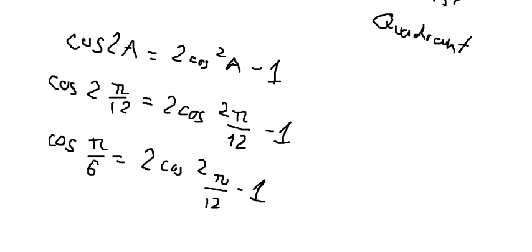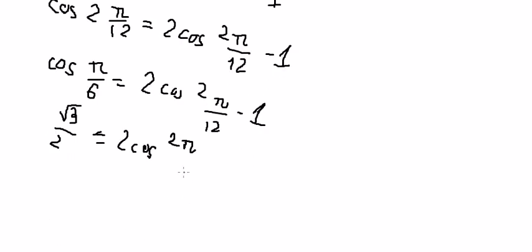So this one, we got about the square root of 3 over 2 equals to 2 cosine π over 12 squared minus 1. So we put negative 1 go to the left.